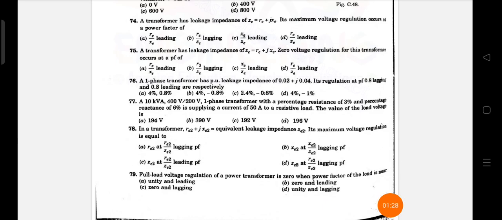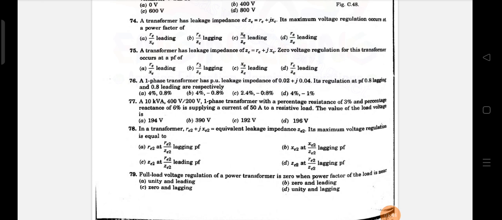Okay, the 75th question answer for leading will be X by Z. That is the X by Z value here. The 75th question option is the third option, right? X by Z leading.